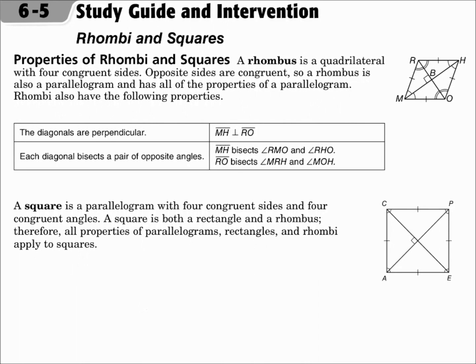This is lesson 6.5, rhombi and squares. Your objectives are to recognize and apply properties of rhombi and squares, and to determine whether quadrilaterals are rectangles, rhombi, or squares.